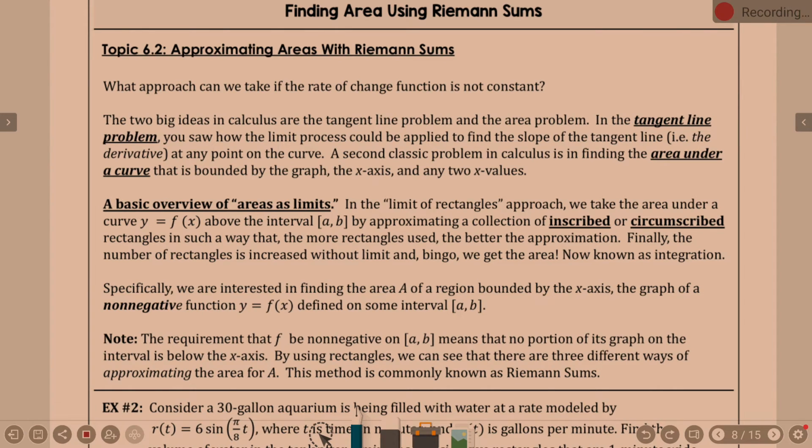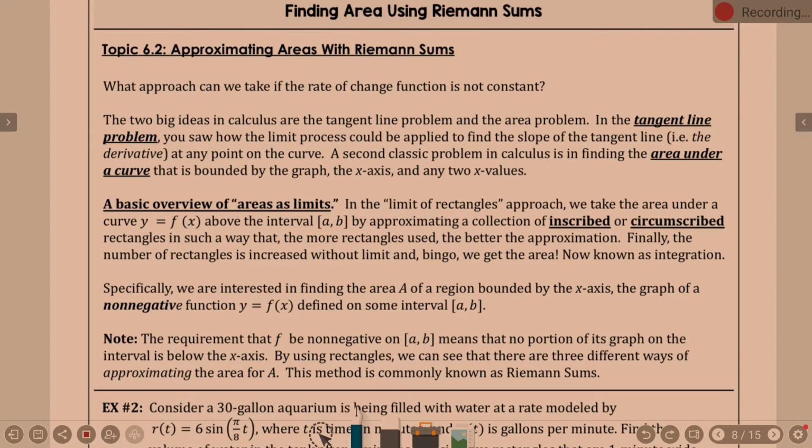So, today we're going to be talking about something called Riemann sums. And when we talk about Riemann sums, it's going to help us to get not exact, but estimates of areas underneath the curve. So, 2 big ideas in calculus are the tangent line problem and the area problem. Tangent line problem we've already done a lot of, right? Area problem is our new up and coming. In the tangent line problem, you saw how the limit process could be applied to find the slope of the tangent line or the derivative at any point on the curve. The second classic problem in calculus is finding the area under the curve that is bounded by the graph, the x-axis, and any 2 x values.